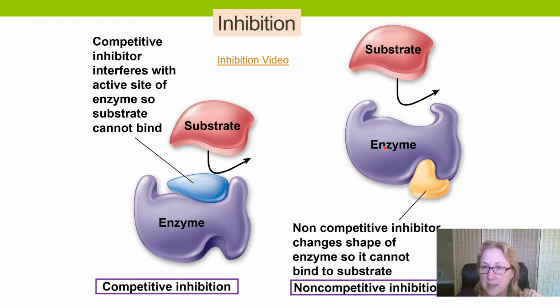And there are two basic types of inhibitors of enzymes: competitive and non-competitive inhibitors. A competitive inhibitor binds to the active site. It binds where the substrate would bind and just physically blocks it from getting into the active site. It competes with the substrate for the active site. That's why we call it a competitive inhibitor. Non-competitive inhibitors bind somewhere else on the protein, change the shape of the active site so that the substrate can't bind anymore. And these are reversible.